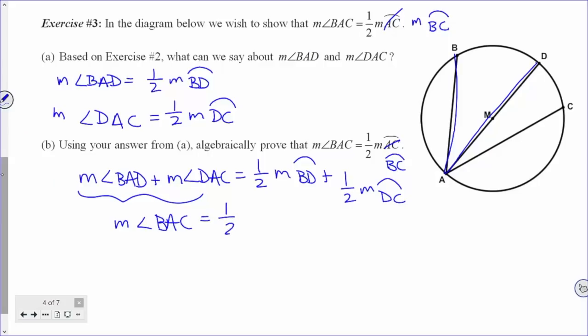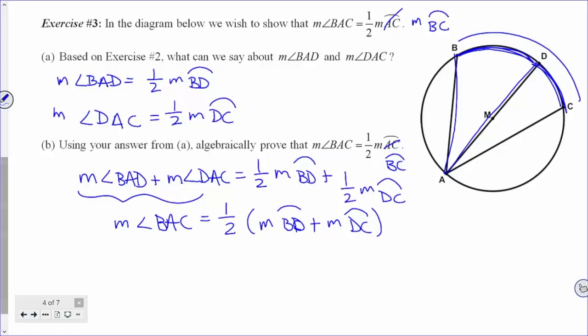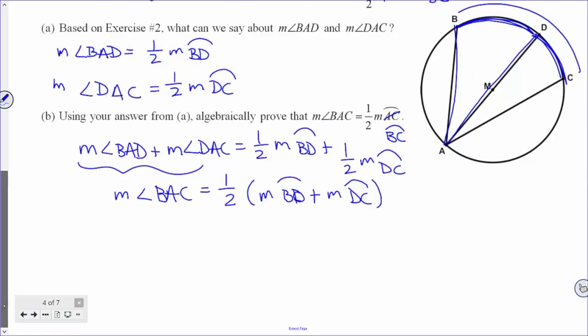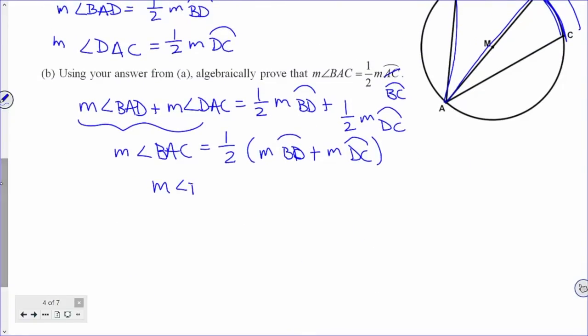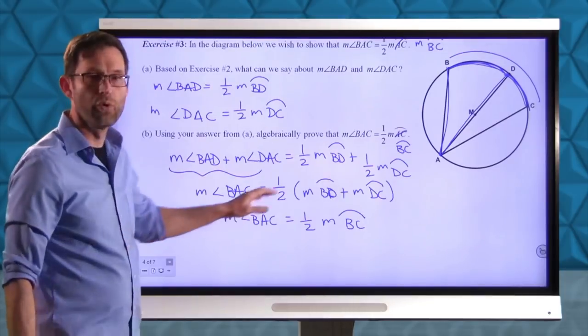Now, what do I do with this? Well, I'm going to factor out that 1/2. Okay, and I'm going to get 1/2 the measure of arc BD plus the measure of arc DC. But if we add arc BD to arc DC, then we get arc BC. So we can now say that the measure of angle BAC is equal to 1/2 the measure of arc BC. Okay. And that more or less proves it in general.